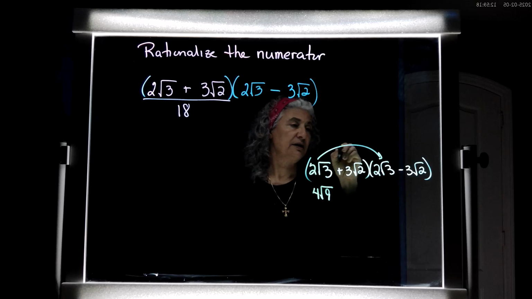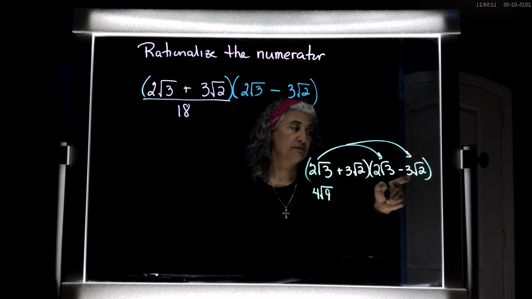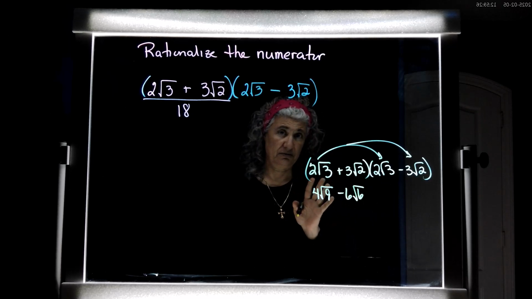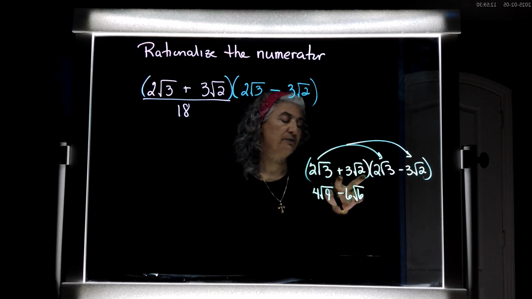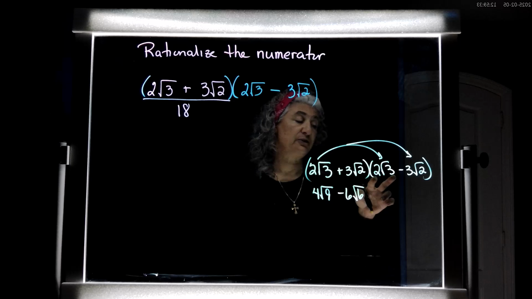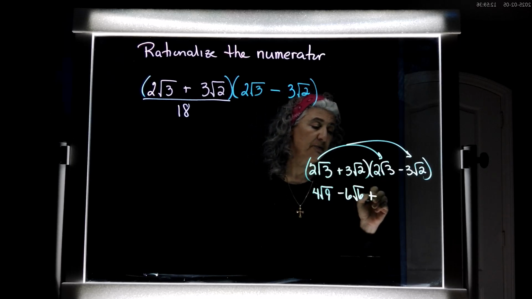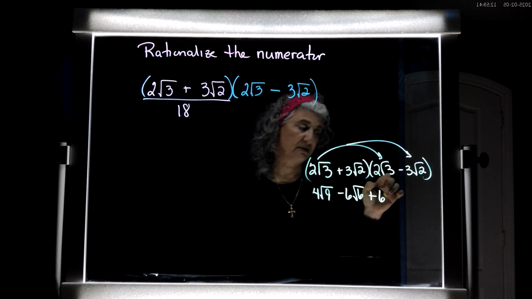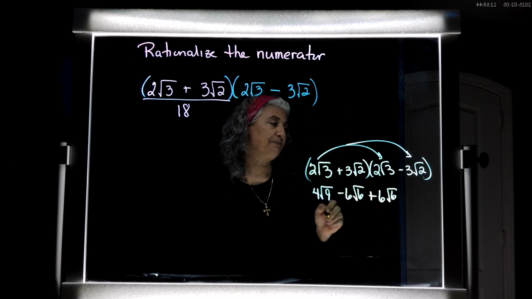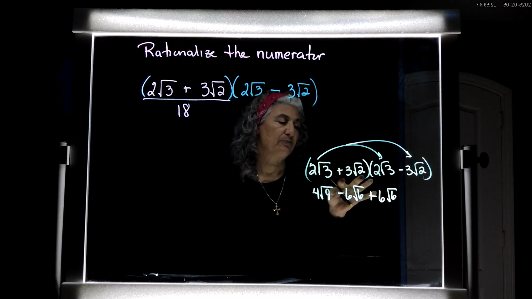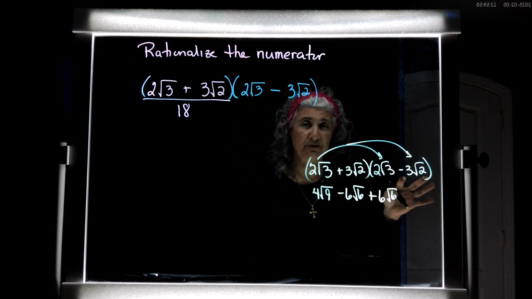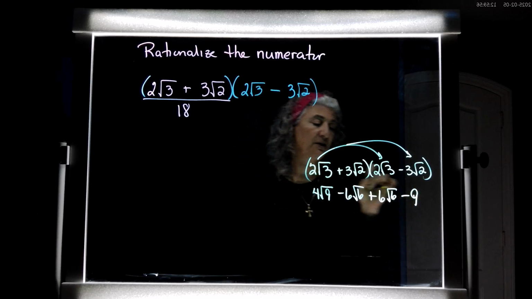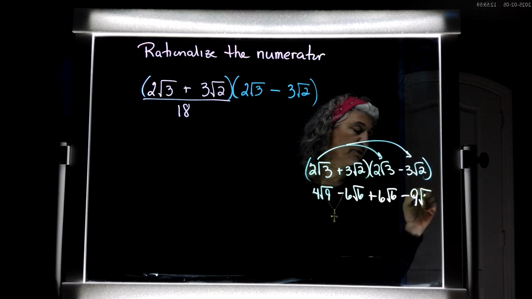2 root 3 times a negative 3 root 2. So that's negative 6, square root of 6. Good. Positive 3 square root of 2 times 2 root 3. So it's going to be a positive. 3 times 2, 6, square root of 2 times square root of 3, square root of 6. Excellent. And last but not least, positive 3 root 2 times a negative 3 root 2. First, it's going to be negative. 3 times 3, 9. Square root of 2 times square root of 2, square root of 4.